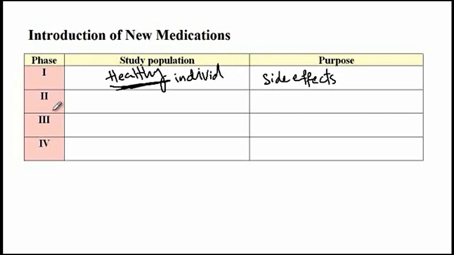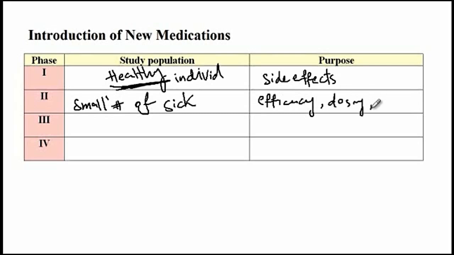The second phase of the clinical trial would be a small number of sick patients. So let's say, for argument's sake, that we are introducing a new anti-cancer medication. Now we are testing in a few patients that have cancer, and the purpose is to check the efficacy, dosing, and the side effects, in patients that have cancer.